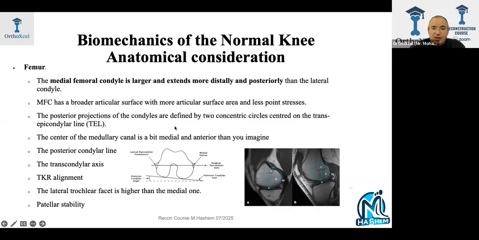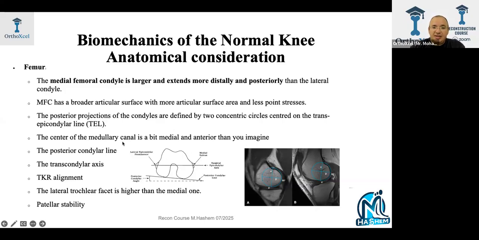The posterior projection of the condyles is defined, as we agreed, by 2 concentric circles running on the center, which is the transepicondylar axis. From the transepicondylar axis, if we run the 2 circles, it will show you how much larger the medial femoral condyle is than the lateral femoral condyle.